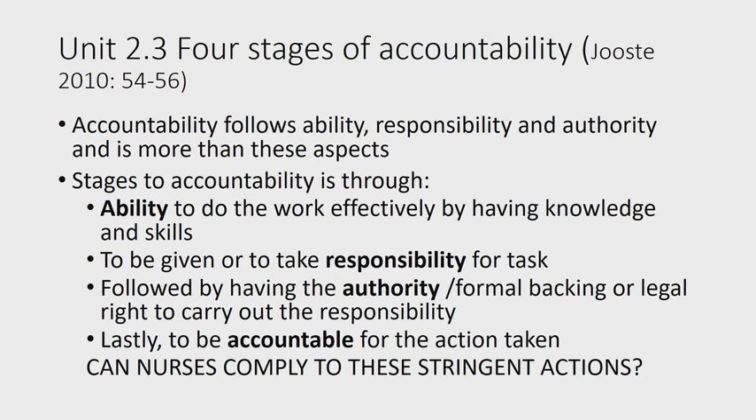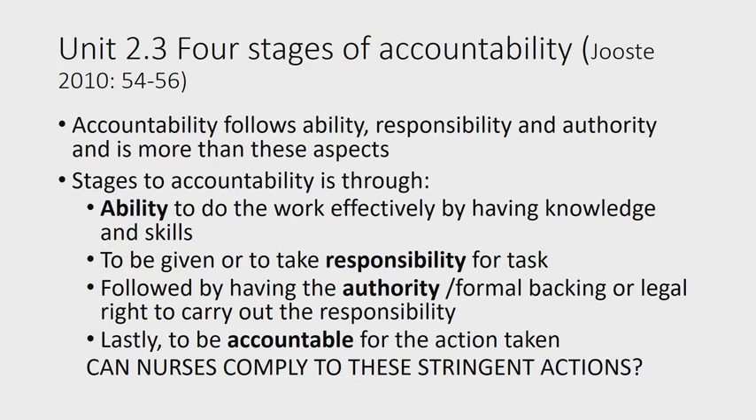To get to accountability, you first must have the ability to do the work effectively by having the knowledge and the skills. Then you must be given or take responsibility for the task. Then that has to be followed up by authority, because now people see that you are able, that you are responsible, and therefore they will give you the authority. And then lastly, you are accountable for the action taken. So once you take that action, you must be able to explain in a court of law, if something maybe went wrong, why you did exactly as you did.